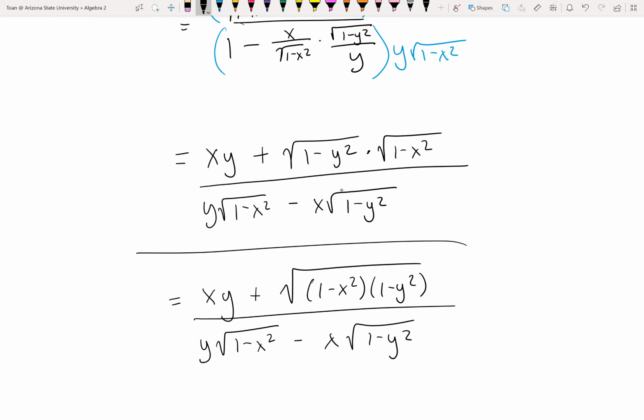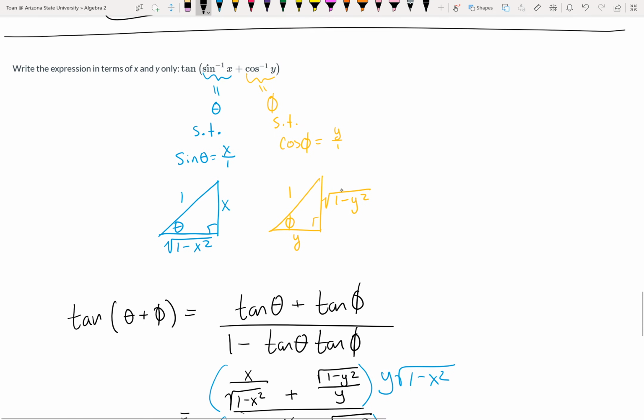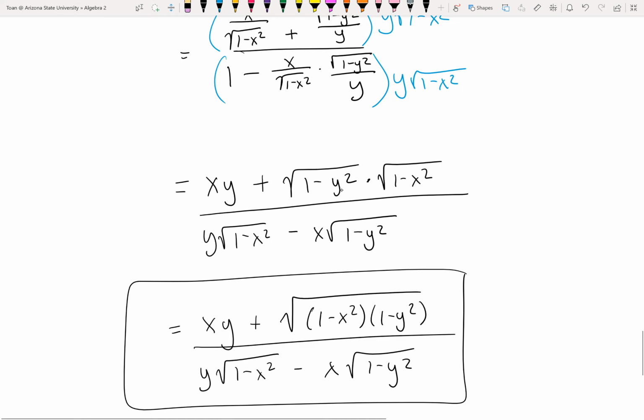The main idea is if they give you an inverse trig function, it just stands for an angle. But the important thing is that the sine, cosine, tangent, depending on whatever inverse trig function you're given, the sine, cosine, tangent of that angle should equal the original input. Right. So this simply means sine of theta equals x. This simply means cosine of what I call phi is equal to y. There you go. That's the solution.